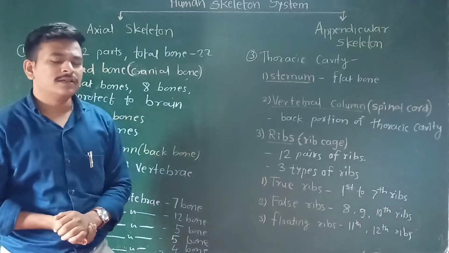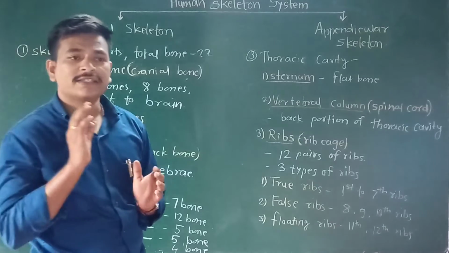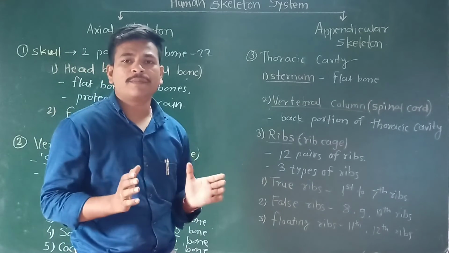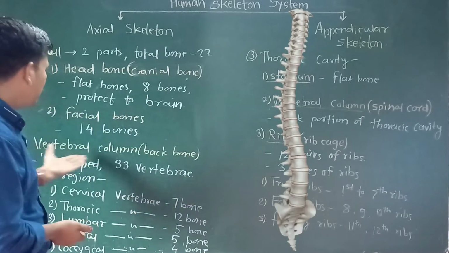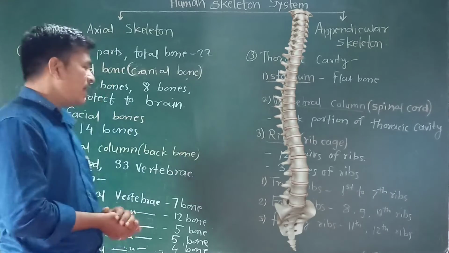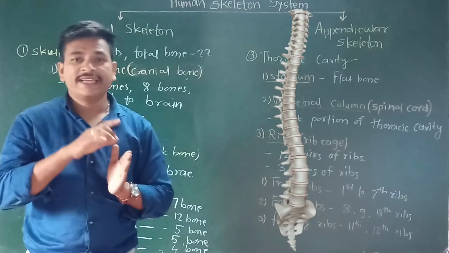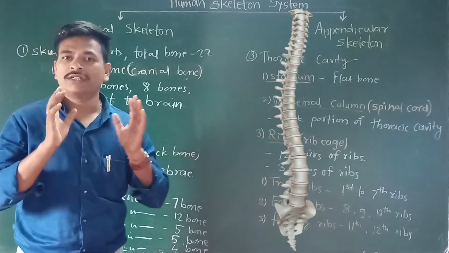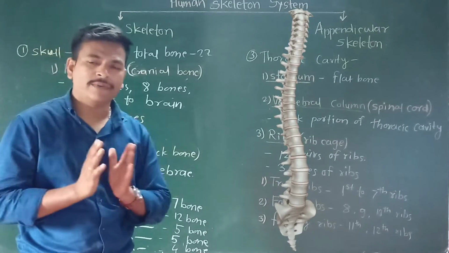At the bottom of the skull, the medulla oblongata is present. It passes into the spinal cord, and this spinal cord is covered by the vertebral column. Second is the vertebral column, also called the backbone. The backbone is S-shaped, and there are a total of 33 vertebrae.